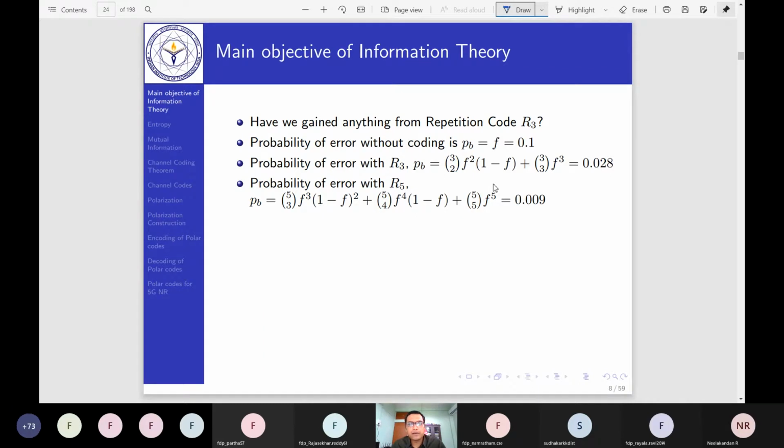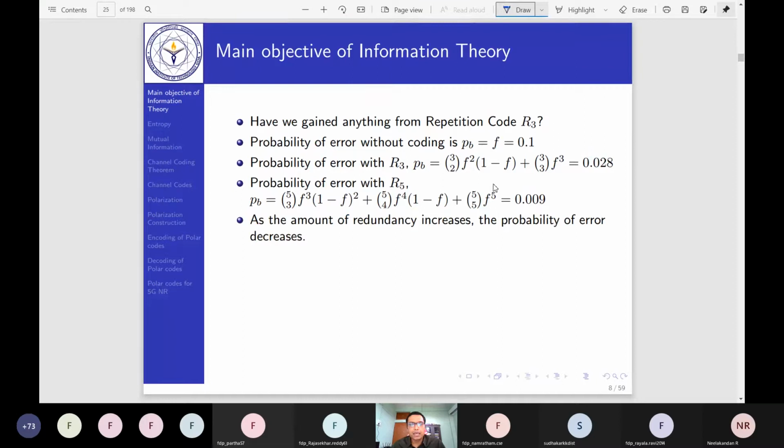So if I consider R5 now, for R5, at least 3 bits should be in error. Then only one particular bit will be erroneously decoded. So the probability of error will be like this: 3 bits are in error, 4 bits are in error, or 5 bits are in error. If you sum up all these probabilities, this will become 0.009, which is even reduced from this particular value to this.